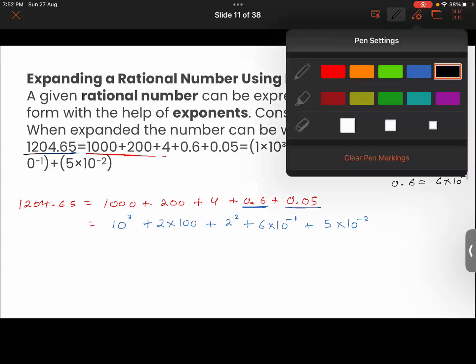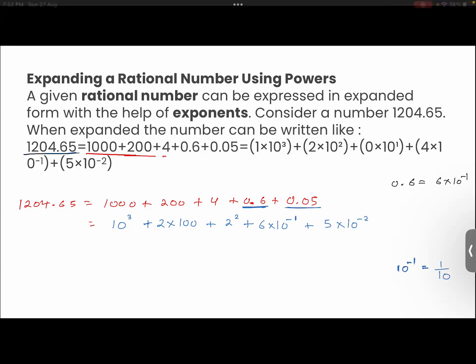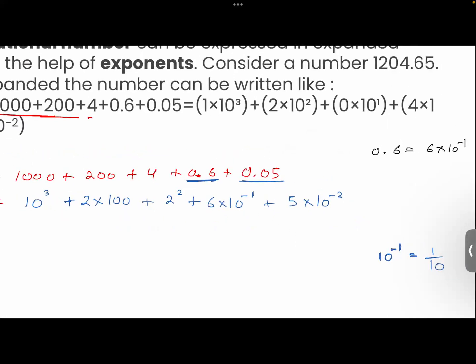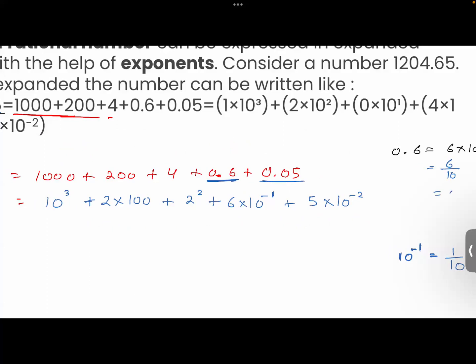In a few moments, I will be telling you that if you have a number like 10 raised to the power minus 1, it can be written as 1 upon 10. Just understand it for now, I will explain it later on. So 0.6 is the same as 6 upon 10 here, and 6 upon 10 we know is the same as 0.6.